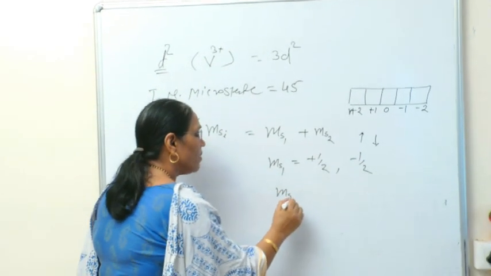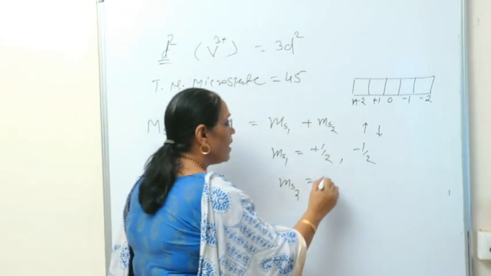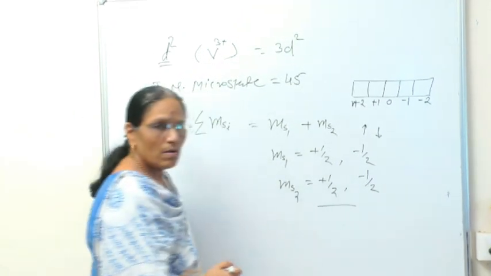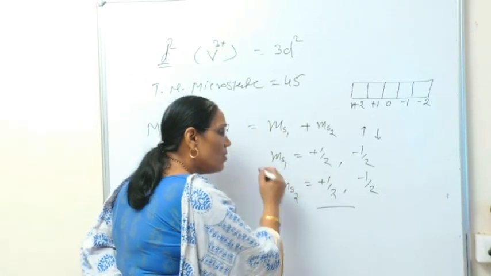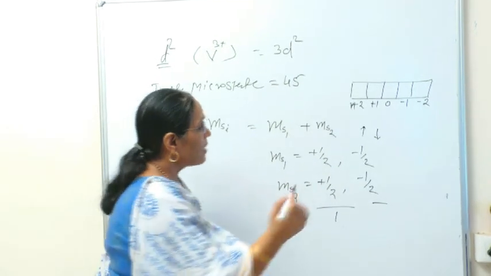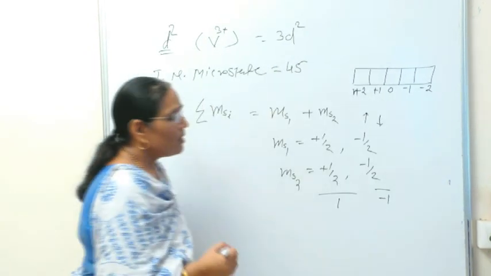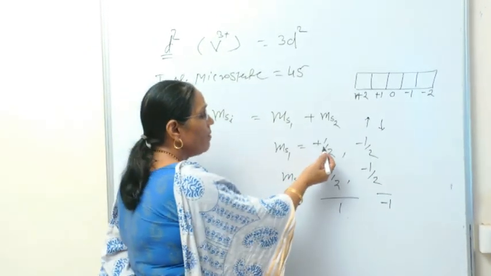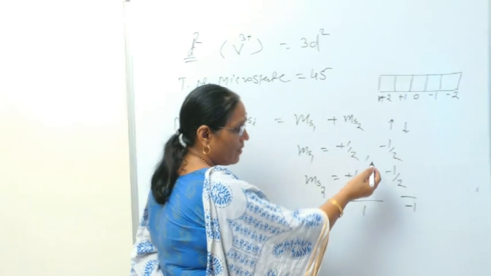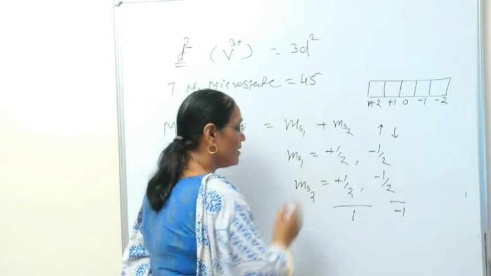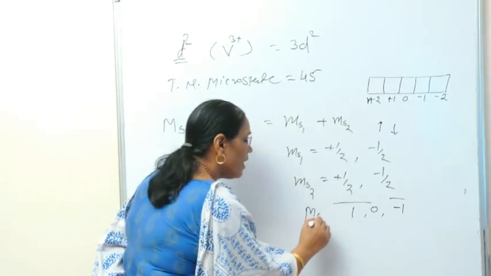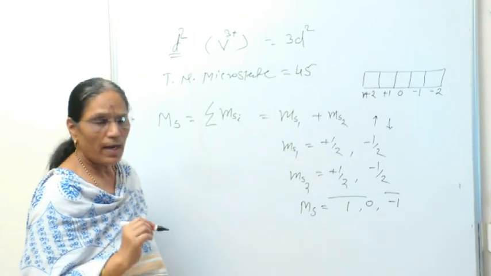Similarly, the second electron can also have both the spin values, either +1/2 or -1/2. So, when both the electrons have +1/2 spin values, total spin will be 1, and when both the electrons have -1/2 spins, the total spin quantum number will be -1. One electron may have +1/2 and the other may have -1/2, or the first may have -1/2 and the other may have +1/2. In both these cases, the total spin comes to be 0. So, the total ms values possible are 1, 0 and -1.